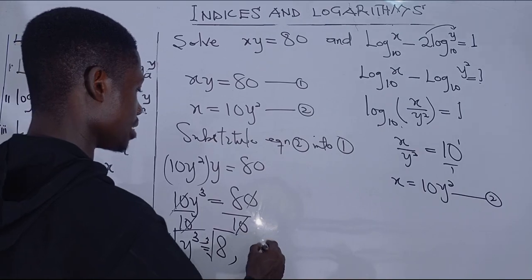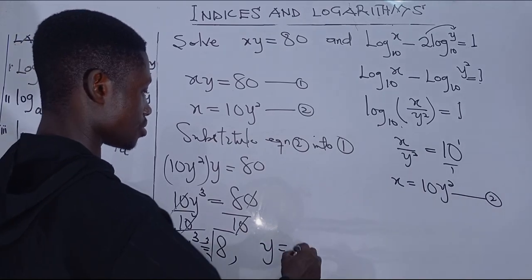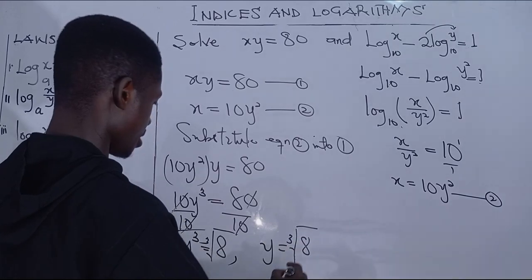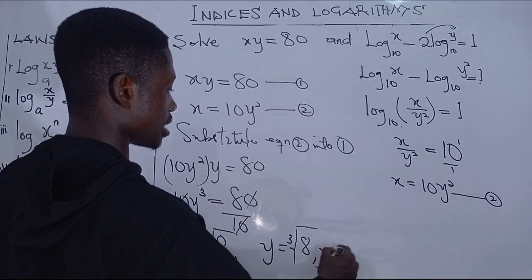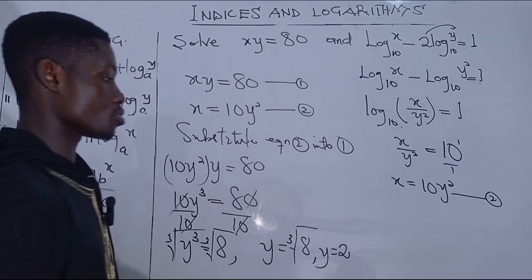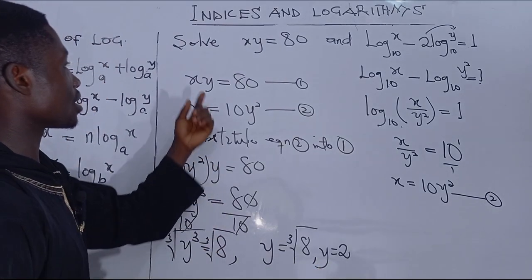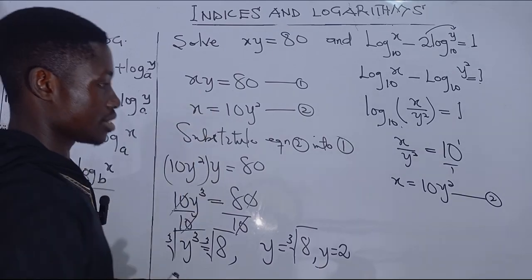So we have our y is equal to cube root of what? 8. And this is going to give us y is equal to 2. Now that we have the value for y, we can find the value for x.